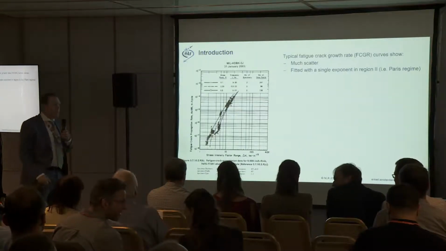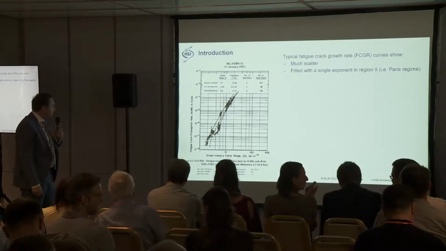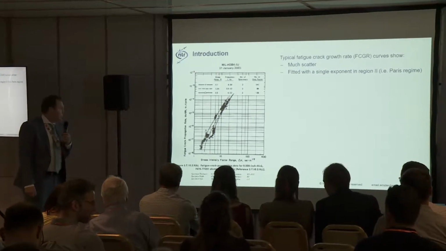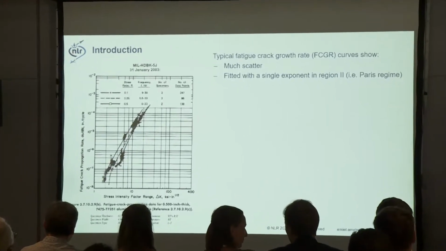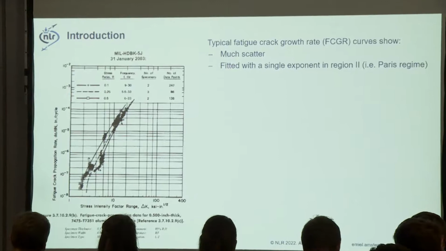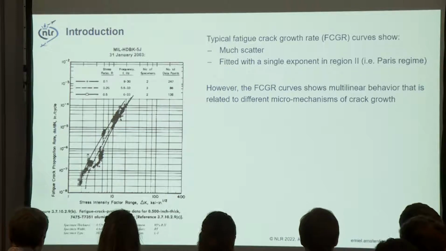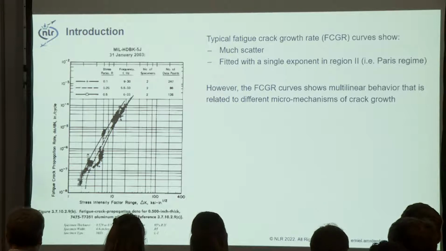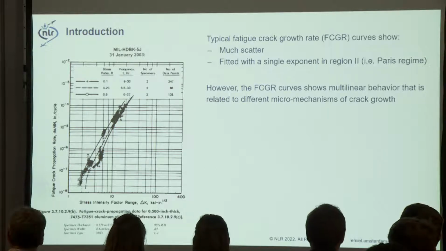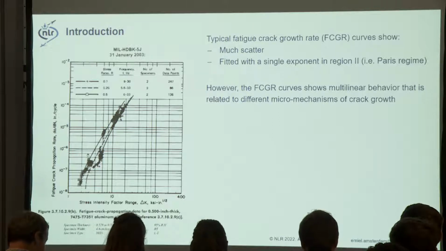So the problem for most graphs presenting the crack growth rate versus delta K is that there's much scatter in the data. And it's usually fitted after that with a function which has a single exponent in region 2, that's the Paris region. However, the fatigue crack growth curves typically show multilinear behavior, which is related to different micromechanisms of crack growth, for example, along crystallographic planes in stage 1 and more ductile with striations in stage 2.